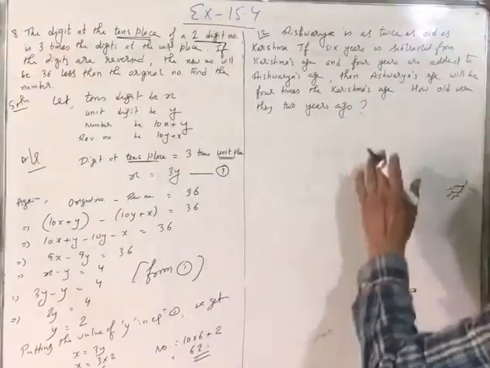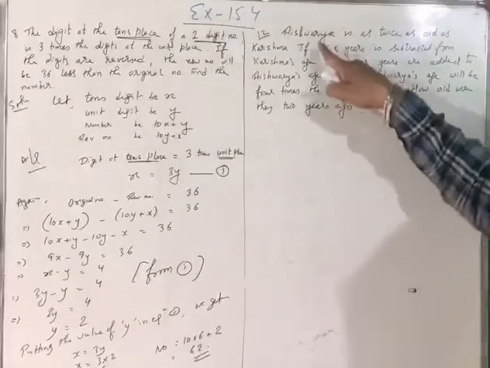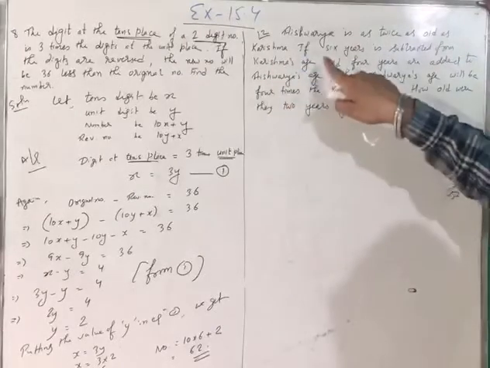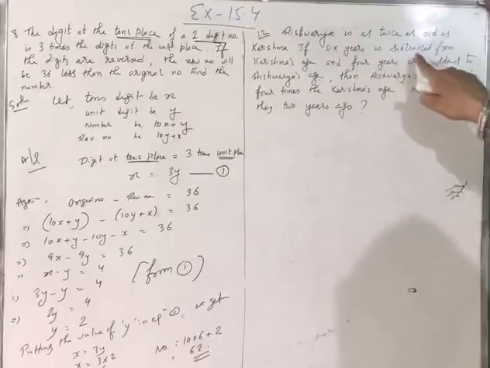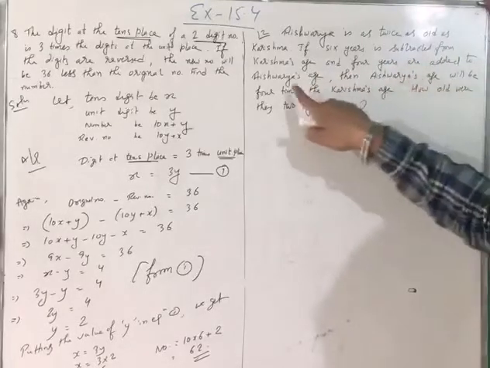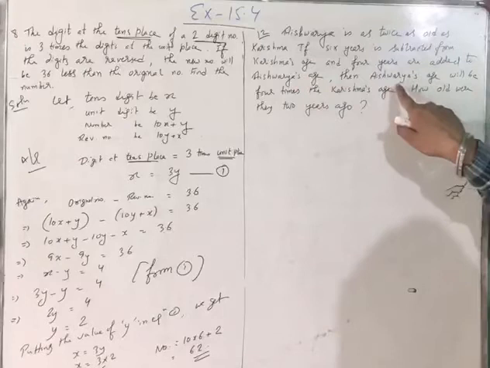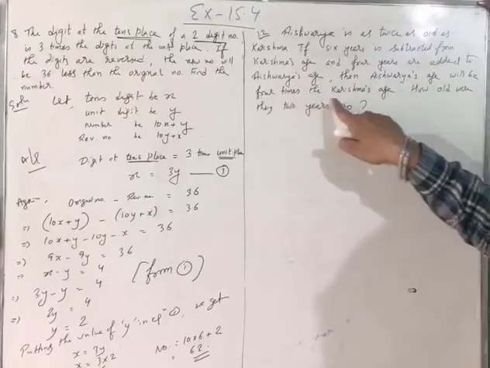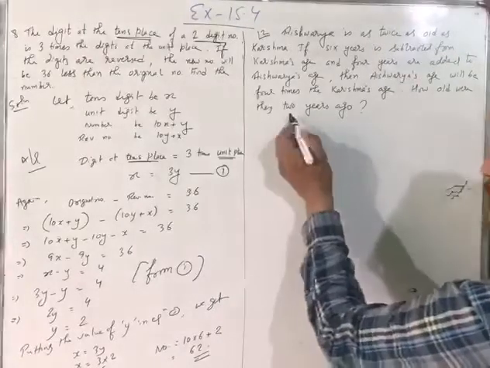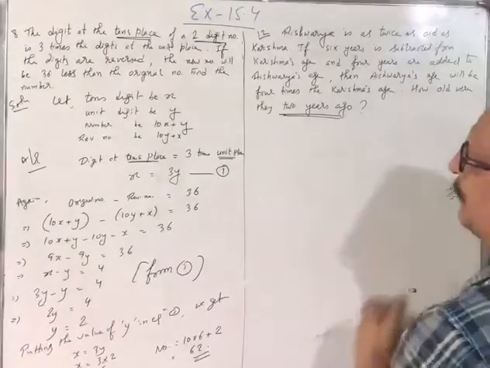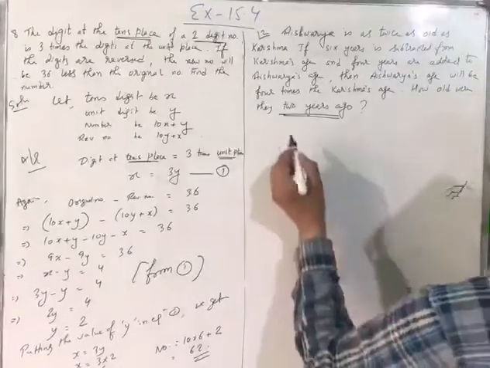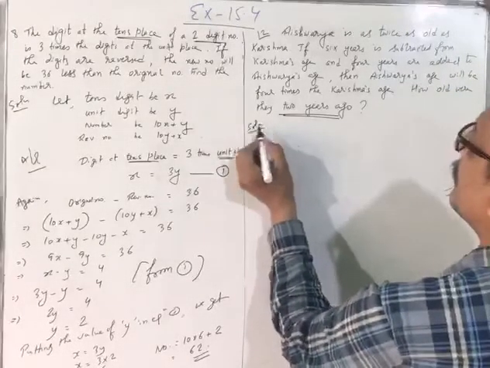Okay. Next, question number 12. Aishwarya is twice as old as Karishma. If 6 years is subtracted from Karishma's age and 4 years are added to Aishwarya's age, then Aishwarya's age will be 4 times Karishma's age. So how old were they 2 years ago? You have to find out their ages 2 years ago. Okay, so now solution.